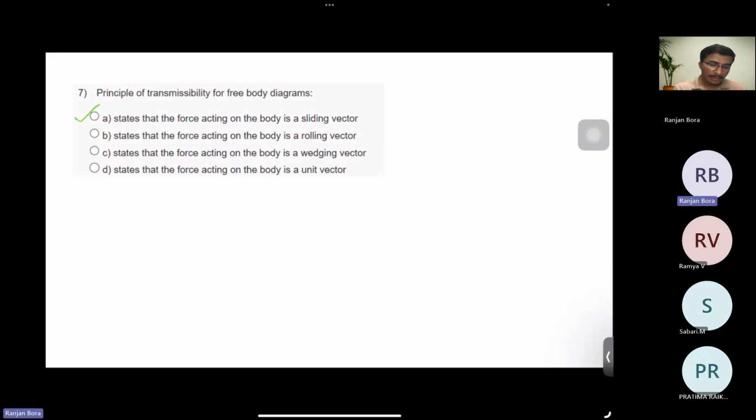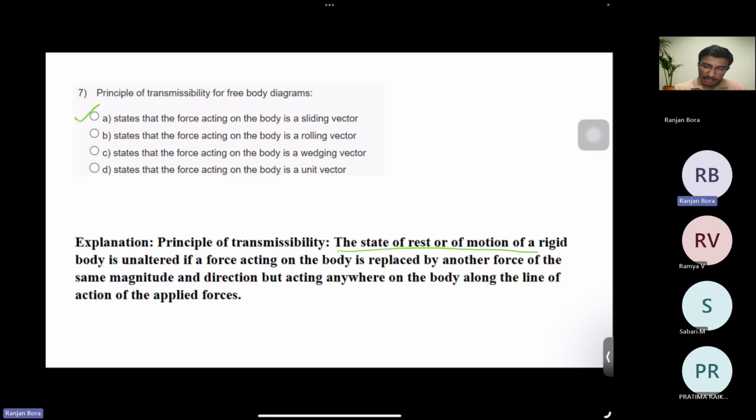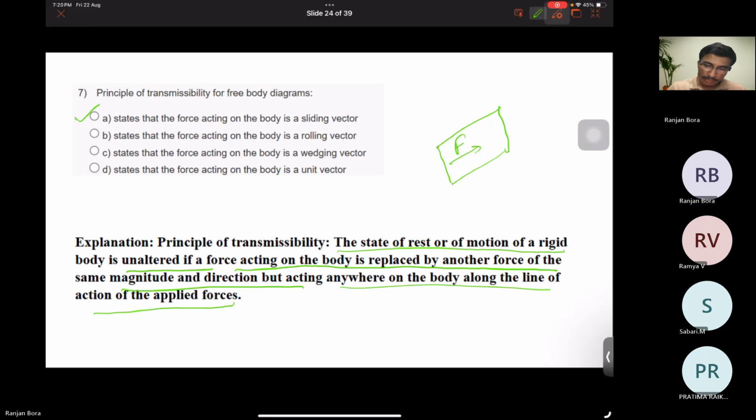The principle of transmissibility states that the force acting on a body is a sliding vector, and the state of rest or of motion of a rigid body is unaltered if a force acting on the body is replaced by another force of the same magnitude and direction acting anywhere on the body along the same line of action of the applied force. If there is a body and force F is acting in this direction, now this will be the line of action of this force F.